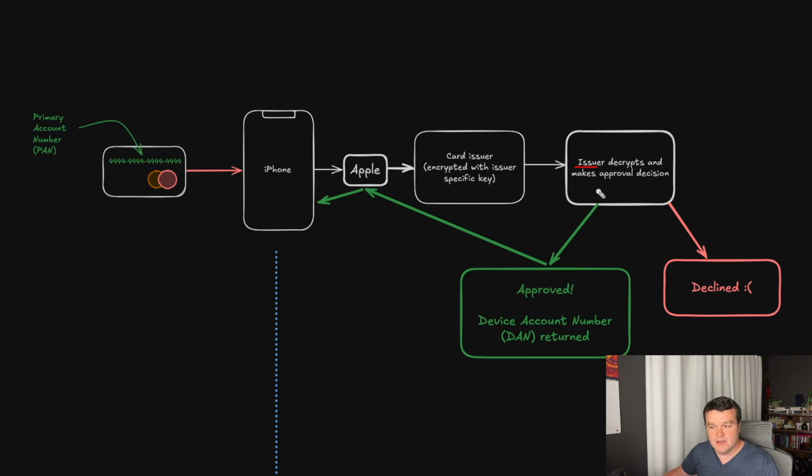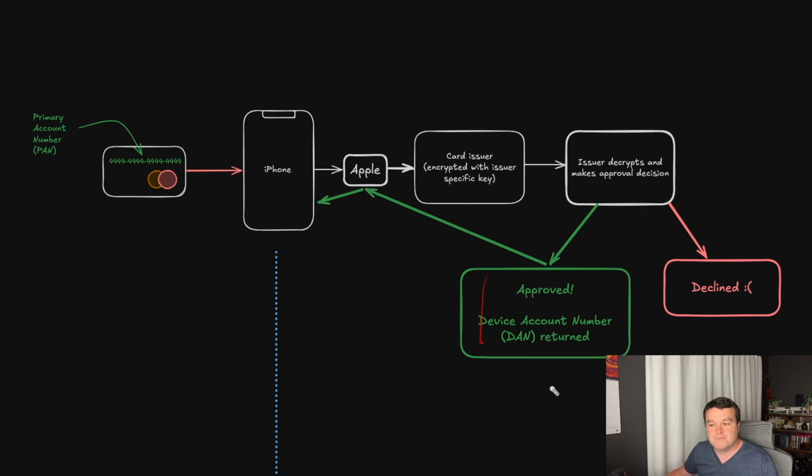So that issuer, and we're going to stick with MasterCard throughout this example, that issuer takes the information that's been given to them by Apple and makes an approval decision. So they'll say, yes, this card is allowed to work on Apple Pay. Yes, we're happy with it being here. Yes, they have balance. Yes, it's an active account, all that sort of fun stuff.